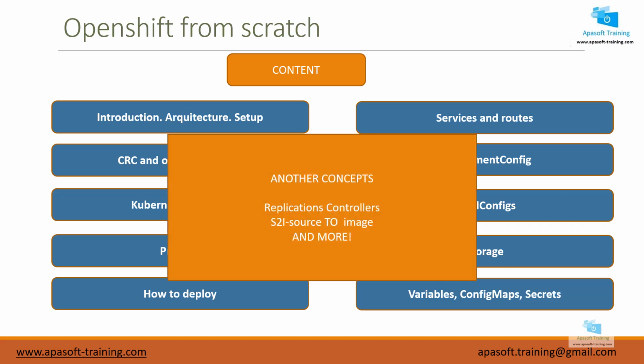Of course, we will see other concepts like replication controllers and, most importantly, a component very interesting and useful for Openshift. This component is called S2I, which means source to image, used to automatize the creation of images based in applications. It's easy and useful, you will see.